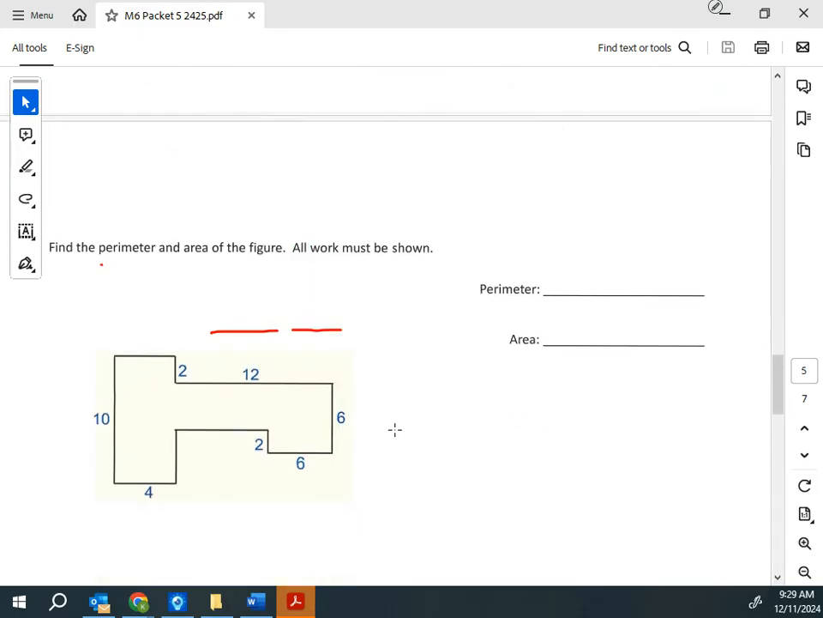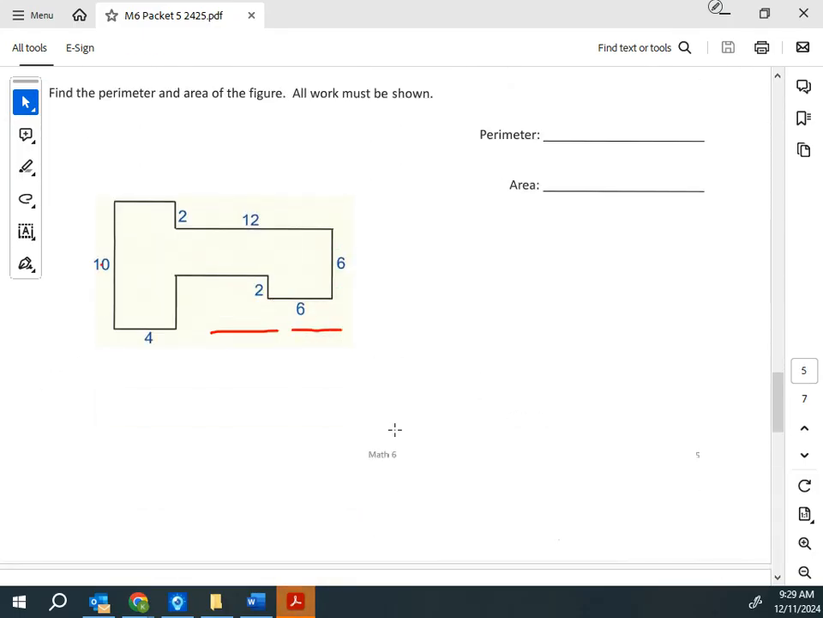We need to find the perimeter and the area. First thing we have to do is fill in missing numbers. So I know this section is missing a size, and I know here is 6. I know the whole length there is 12. If I've already used 6 here, 12 minus 6, that's going to be a 6 going across. Then I need to figure out this one. I know we've got 2 plus the 6. 2 plus 6 is 8.